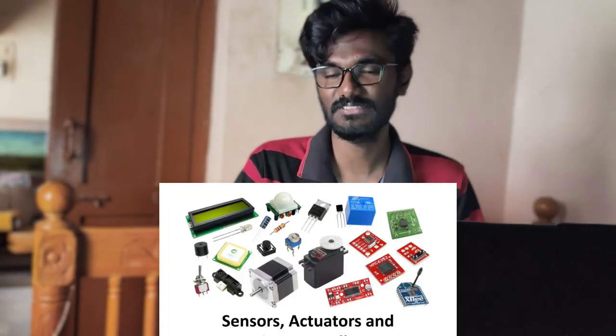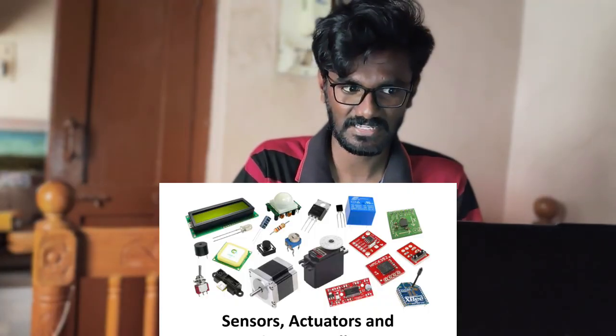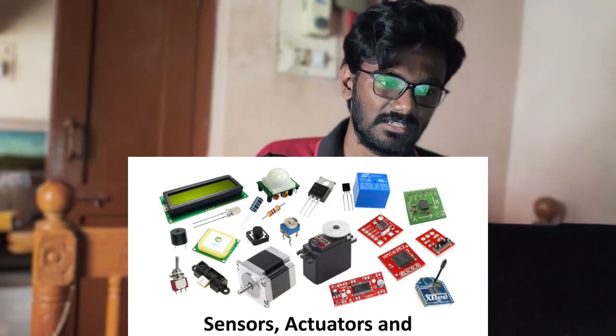Let's get up to the next level. The next step, step 3, would be sensors and actuators. First, your robot needs to sense the environment. At this stage, you will learn IR sensors, ultrasonic sensors, LDR, temperature sensors, servo motors, DC motors, stepper motors, and a lot more.